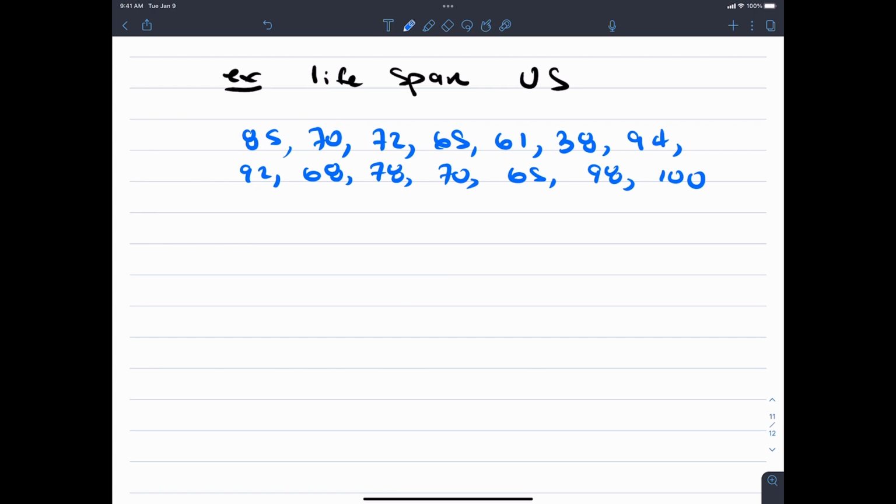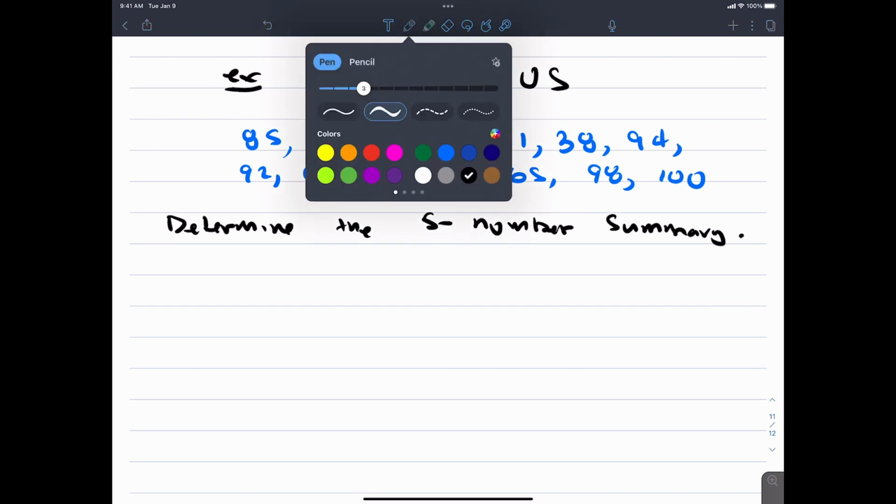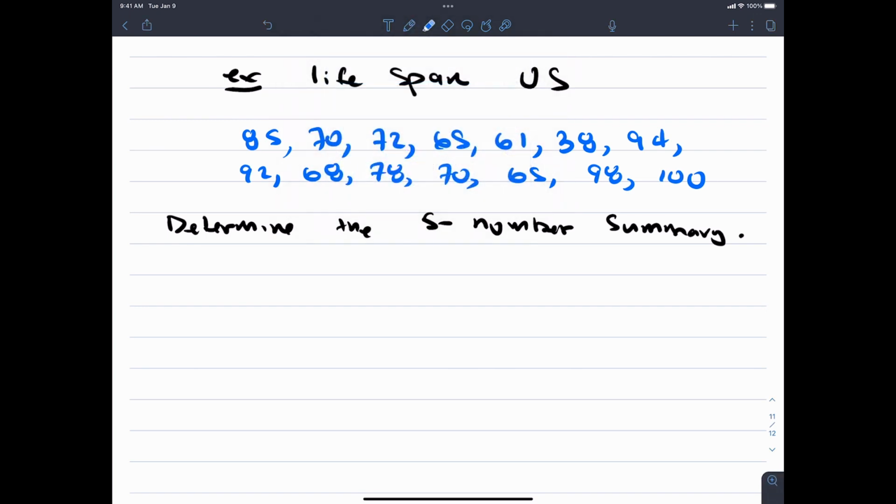Okay. Now, here's what I'm going to ask you guys to do. I'm going to say determine the 5 number summary. If you're going to do that, what do you think you have to do? You're going to have to know the definition. Do you guys know the definition of the 5 number summary? Say yes. What is it?